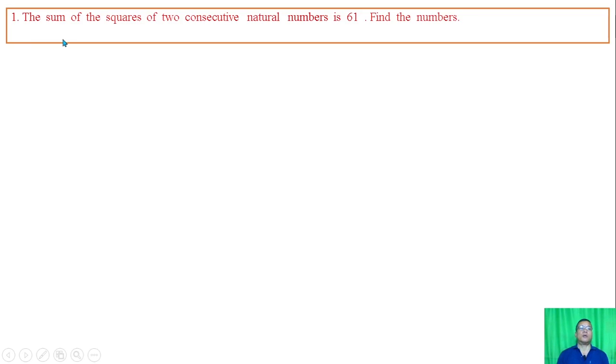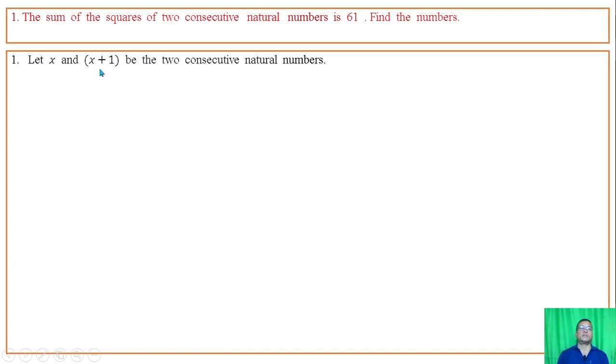Question number 1. The sum of the squares of two consecutive natural numbers is 61. Find the numbers. Let x and x plus 1 be the two consecutive natural numbers.